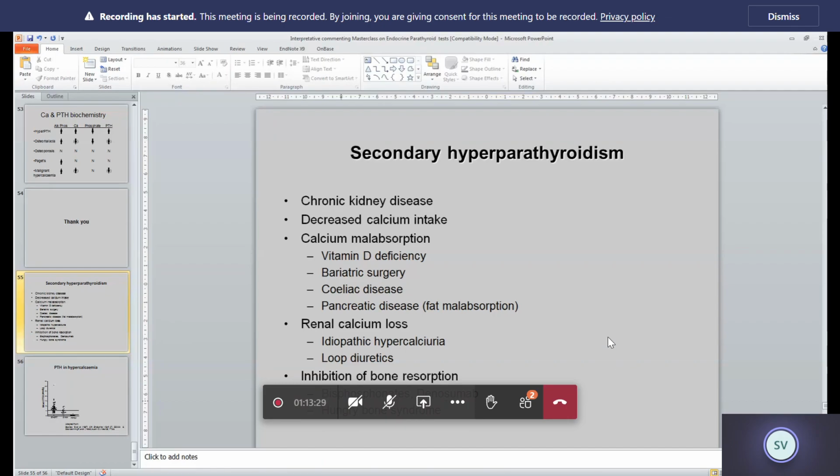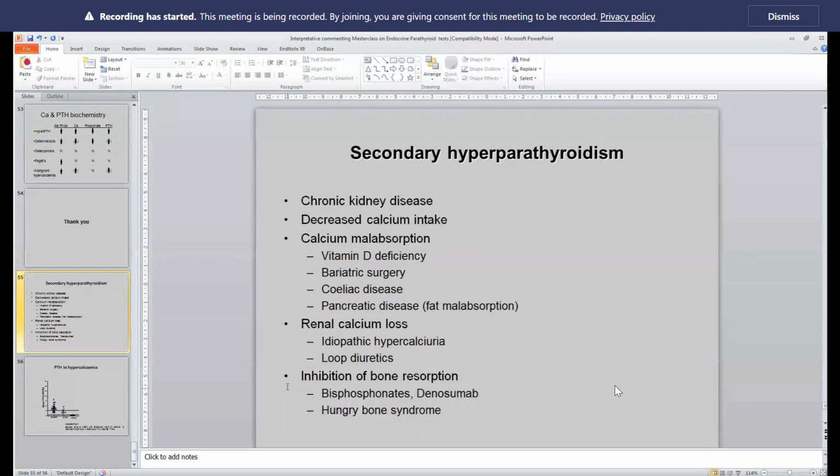Before I go to the next, yep. Go ahead. Good afternoon, Dr. Vasikaran. It was great listening to your talk. I had a little query on osteomalacia. You said low calcium, low phosphate. And why is it that in osteoporosis it's normal?